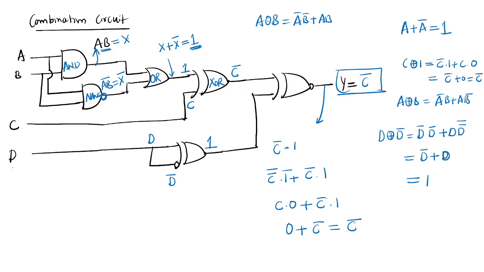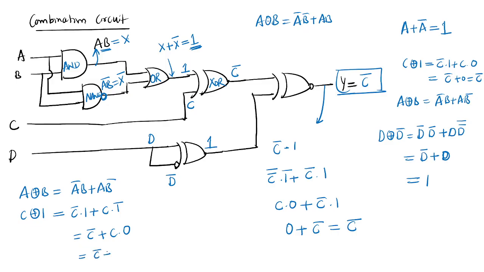A XOR B equals A bar B plus AB bar. So C XOR 1, just substitute: C bar and 1 plus C and 1 bar. So this is C bar plus 0. C bar plus 0 is equal to C bar. So the output you are getting is C bar.